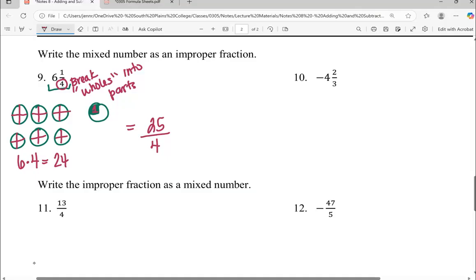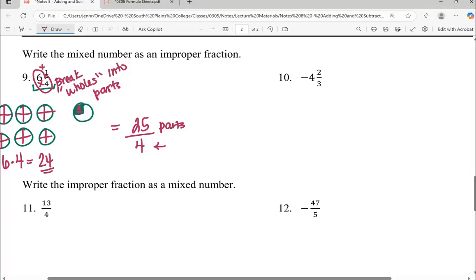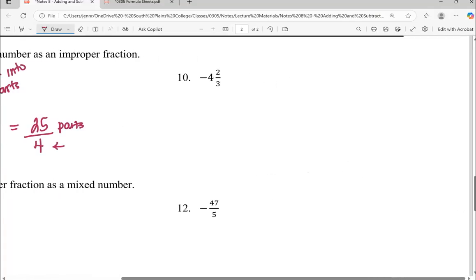So what we're basically doing is using that denominator to break my circles into parts, which if you notice, there's a shortcut to this. If I multiply my 6 wholes times 4 parts each, that gives me the 24 parts from my circles, and then I add in my 1 extra for 25 parts. I keep that denominator to tell me what size parts I had. That denominator still has to stay common. So let's use the shortcut again on the next one.